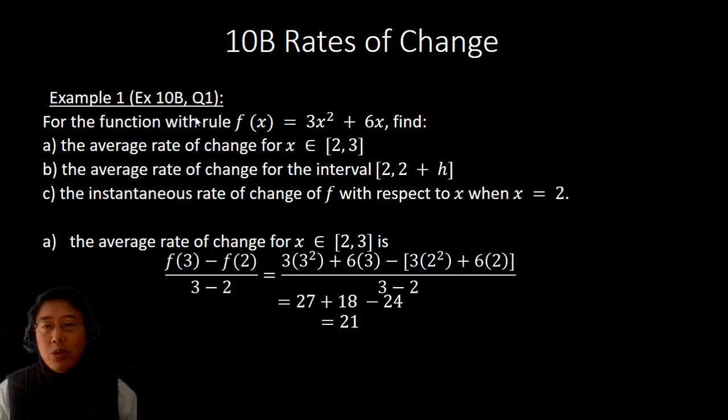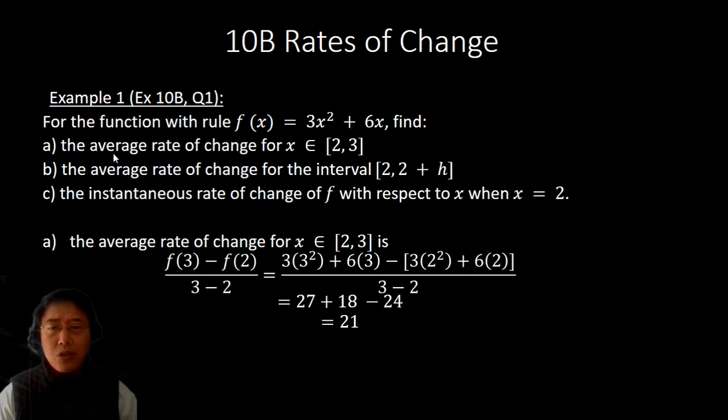Couple of examples. So with the first one, it's exercise 10b, question 1. You have a function given like that, so it's a quadratic. You have to determine the average rate of change between two fixed points, then between variable points, one of them fixed, and then in part C, you need to determine the instantaneous rate of change.